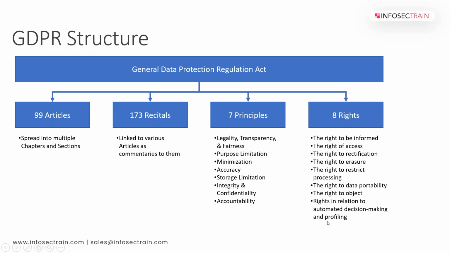And the rights, some of the things that we have seen: right to be informed, right to access, right to rectify, erase, restrict, data portability, right to object, then rights in relation to automated decision making and profiling. These are the 8 rights that are there, and the subject, based on his right, can exercise any of these and say yes or no to these things. And based on the principles, we are going to define the processes that are defined in these 99 articles.